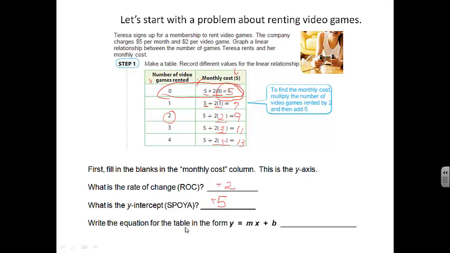So now we can write an equation in the form y equals mx plus b. And remember, m is the rate of change, and b is the start, or the y-intercept. So that's going to be y equals 2x plus 5. Let's see if we got that.